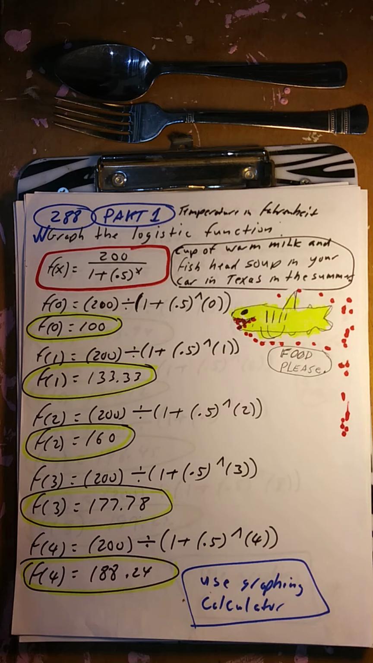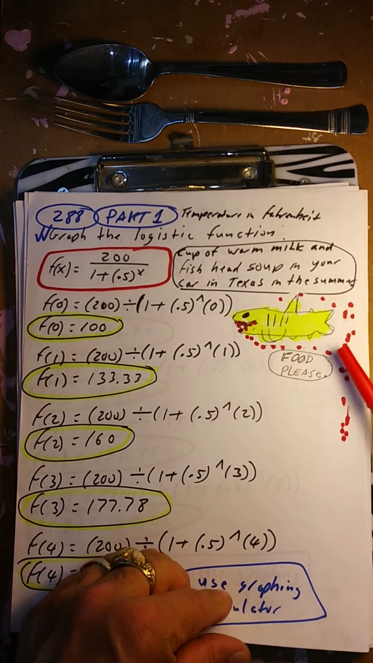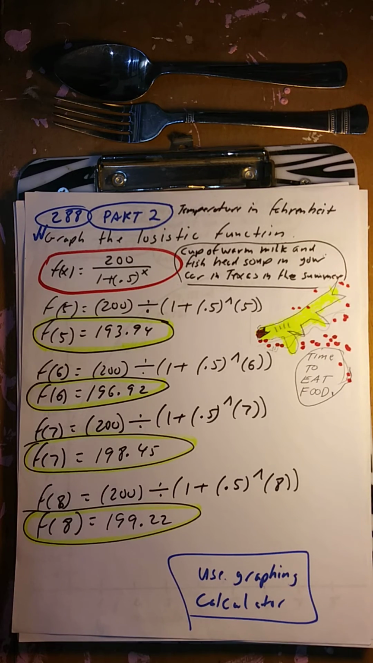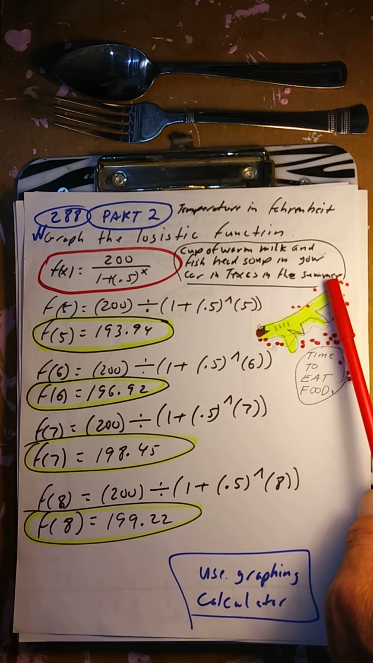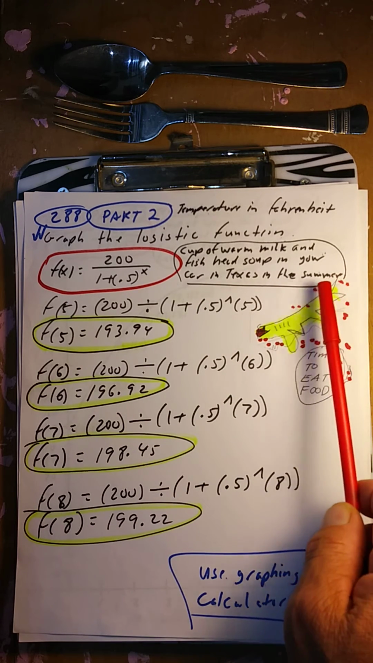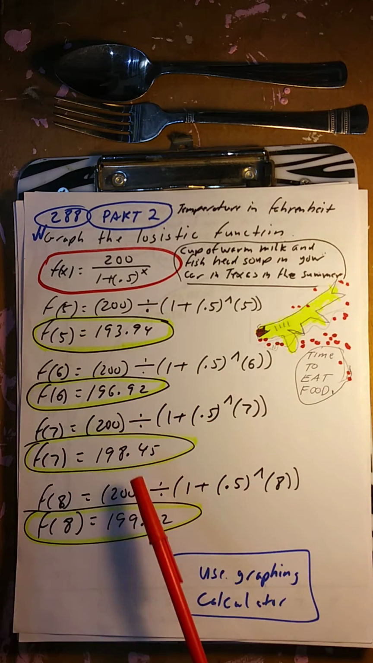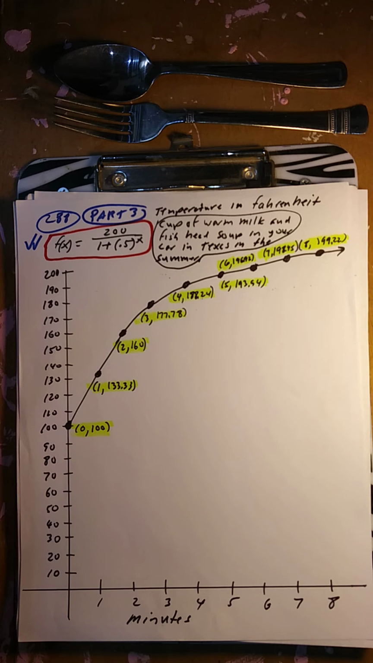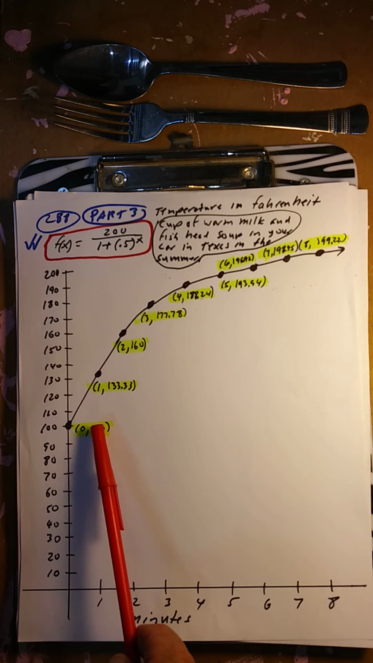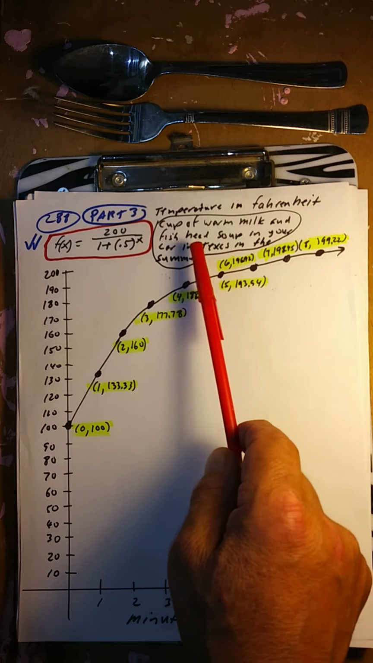Put it inside the car. It's going to get hotter and hotter. The cup of warm milk and fish head soup in your car in Texas in the summer, in July, August, either one. It's going hotter and hotter. So let's see what happens. Let's do the graph. So at 0, originally, it was 100 degrees. That's what the soup was when we put it inside the car.